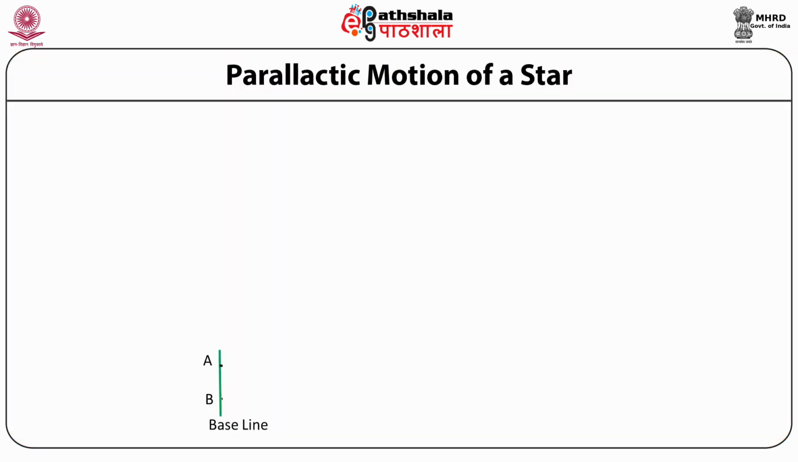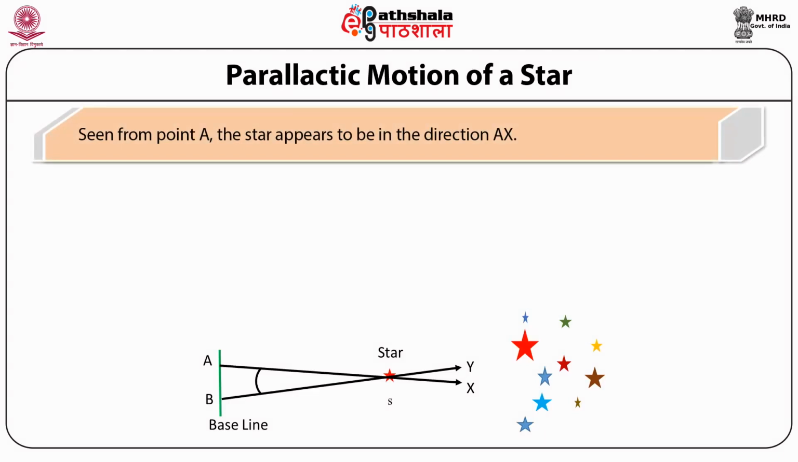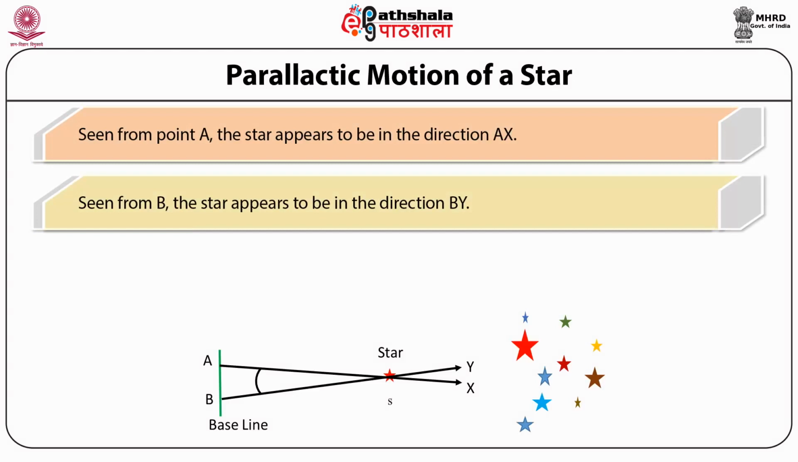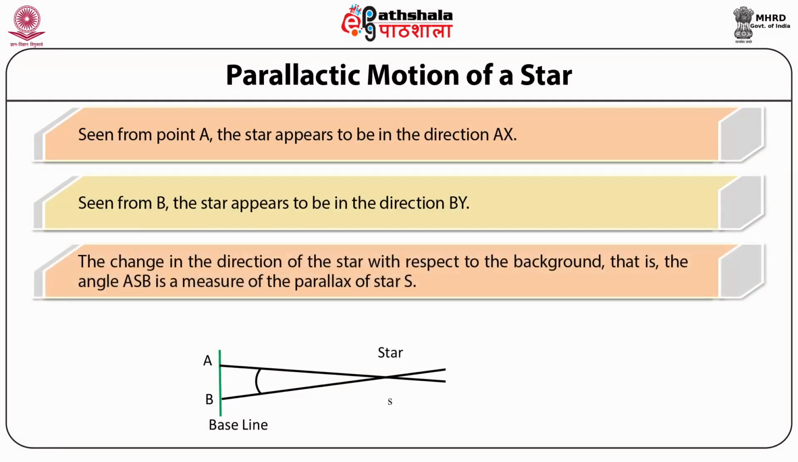Parallax is the apparent shift in the position of an object with respect to the background. When seen from two different positions A and B, the direction of a star changes with respect to the background. As seen from point A, the star appears to be in the direction AX. As seen from B, the star appears to be in the direction BY. The change in the direction of the star with respect to the background, that is the angle ASB, is the measure of the parallax of the star. This angle is measured in radians.